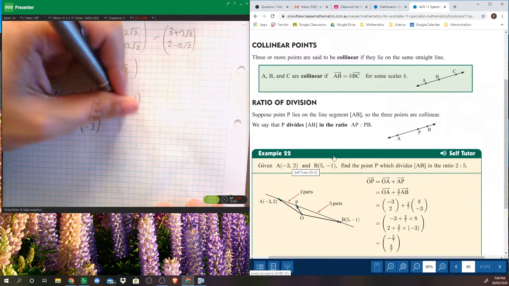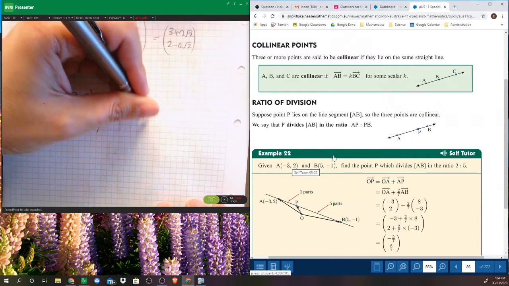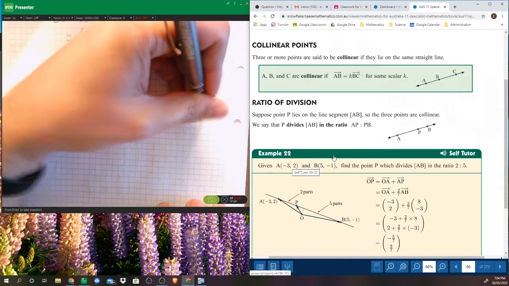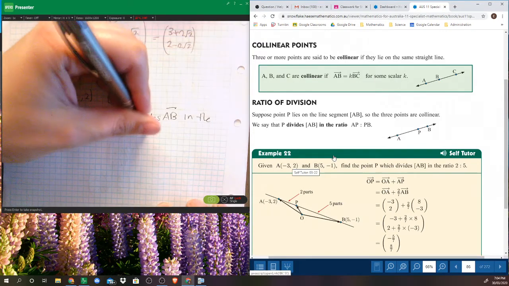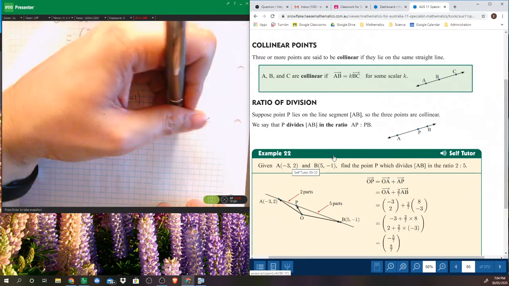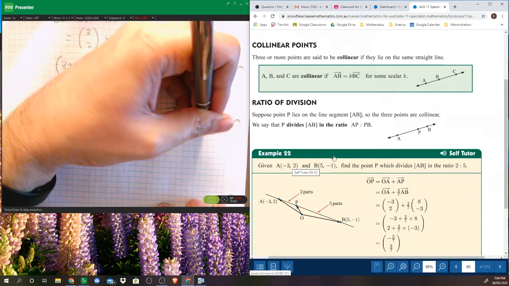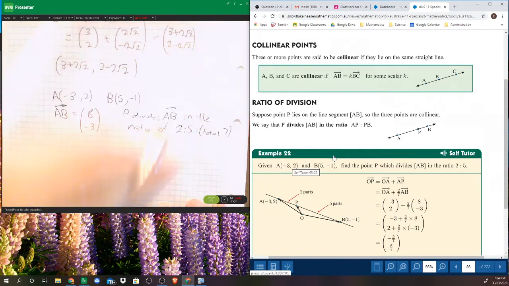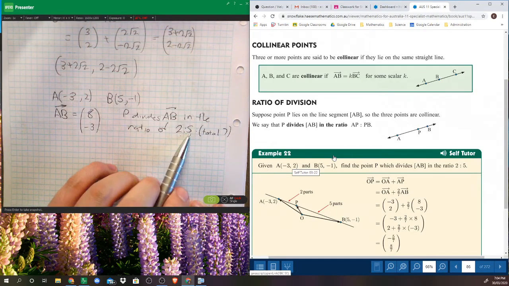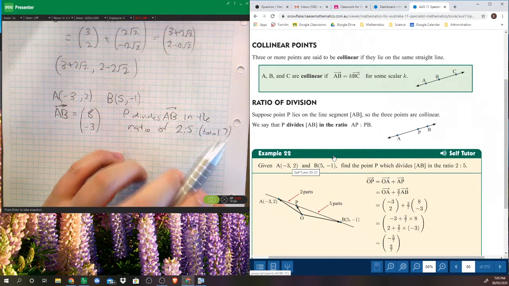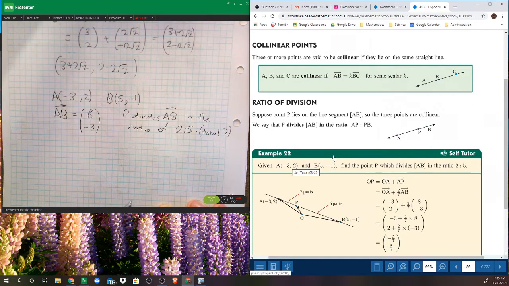Now, P divides AB in the ratio of 2 to 5. What I like to do is add the total, which is 7. If you mix 2 parts and 5 parts together, like making a recipe with 2 cups of flour and 5 cups of milk, you have very milky flour, but you also have 7 cups in total. Think of it that way. That's where this division comes in.